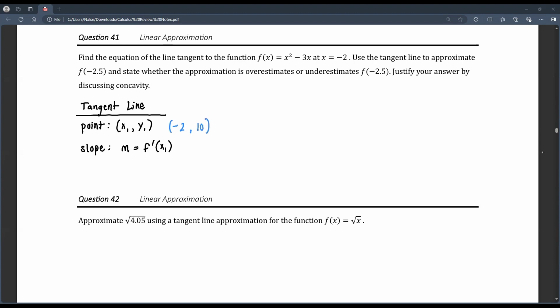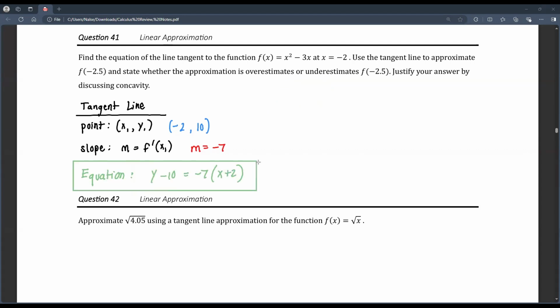Then, to find the slope, use the function's derivative, f', and evaluate the derivative, again when x is -2. With the known point and slope, we can write the equation of the tangent line in point-slope form. With this equation, we can find the y value specifically when x is -2.5. This y value, that exists on the tangent line, approximates the actual function value at this location.